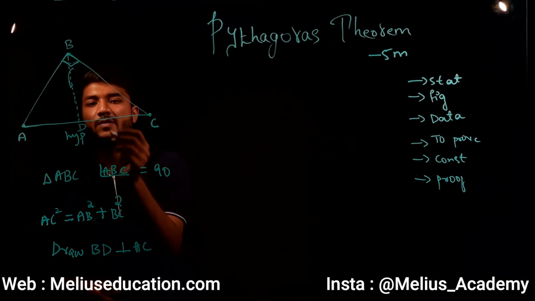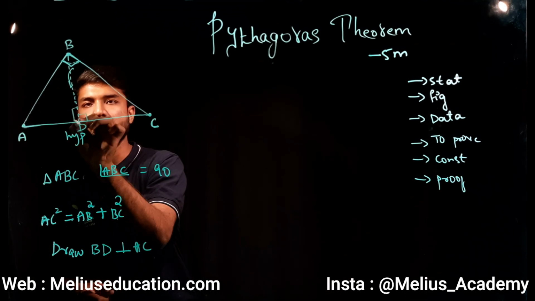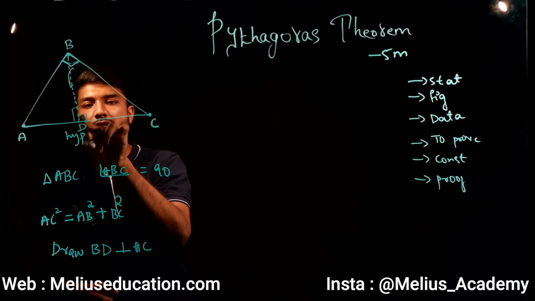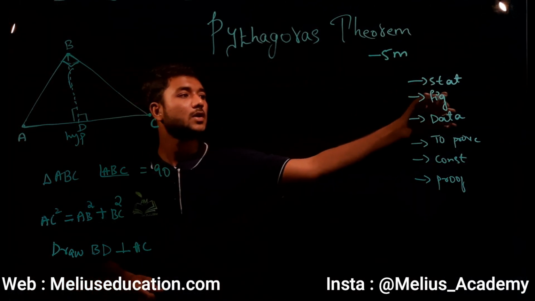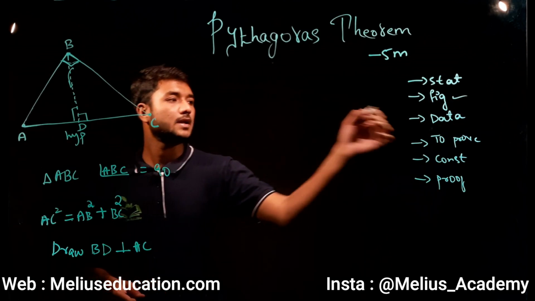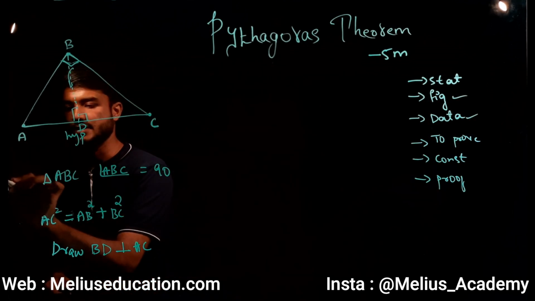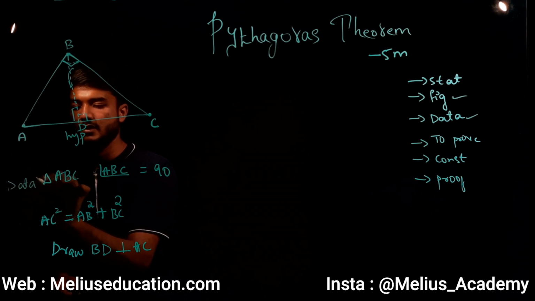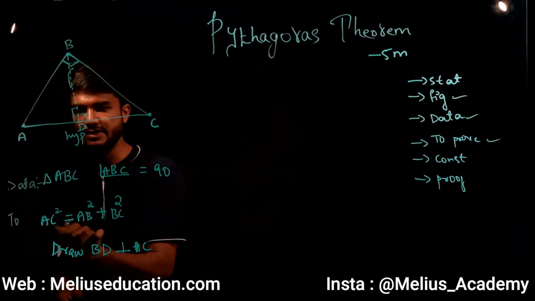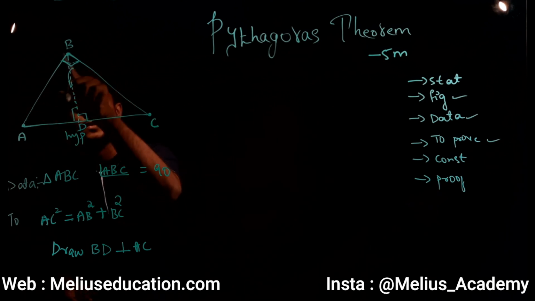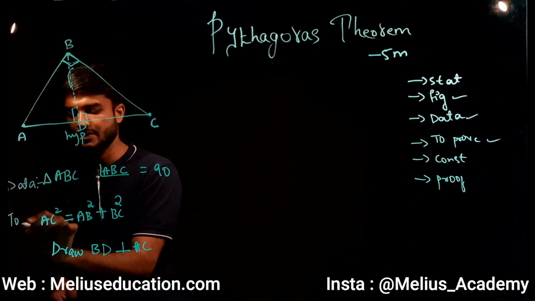What is the meaning of perpendicular? Again it is 90 degree. Again it is forming an L shape. So again this is 90 degree. So as we can see, we have completed 4 parts. One is figure, so this is figure. The other one is data. This is data. And the other one is to prove. So we have to prove that AC square is equal to AB square plus BC square.